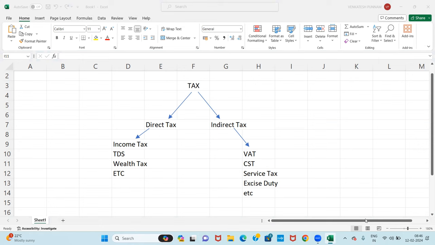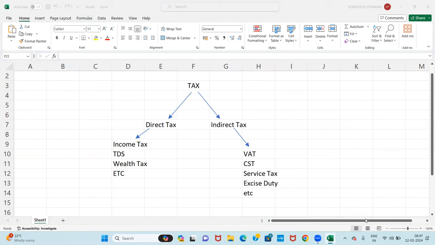So when you are going to calculate indirect tax, when you are doing purchases and sales, which purchase? Any purchase, maybe goods, maybe services, maybe anything. If you raise a purchase invoice and a sales invoice, we have to calculate the indirect tax.